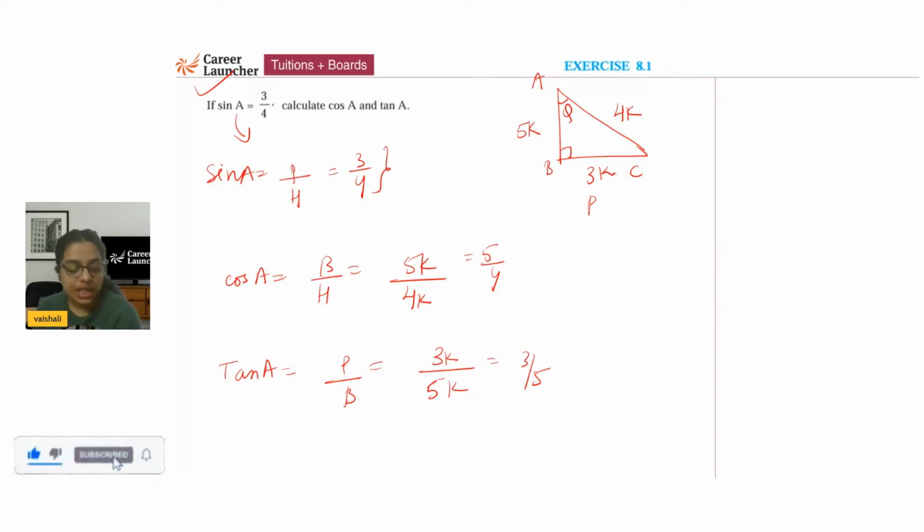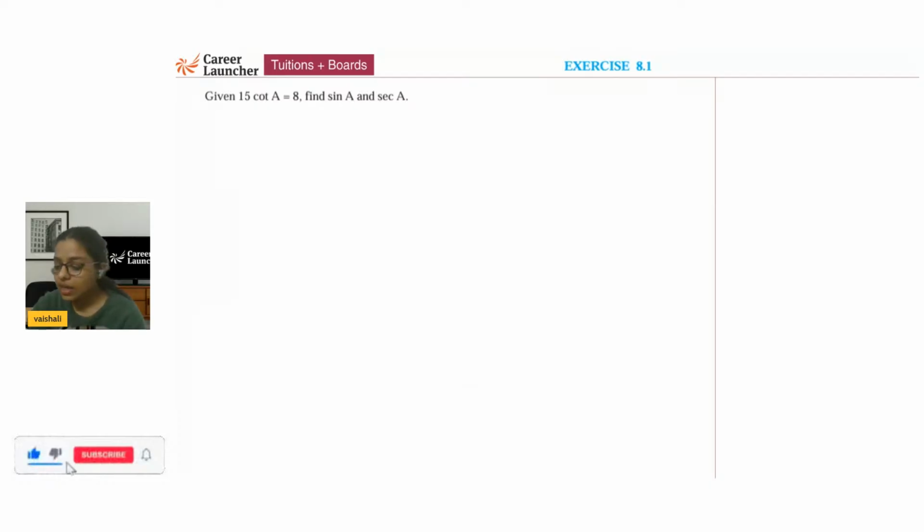So it's just about how you imagine any triangle and calculate the values of all these. Now the next one is that if 15 cot A is equal to 8, what is the value of sine and sec? Now let us again assume a triangle just for the sake of imagination. A is my theta because we are calculating the value of sine and secant in terms of A. So A, B and C. So BC will act as the perpendicular, AB will act as the base and AC will act as the hypotenuse.